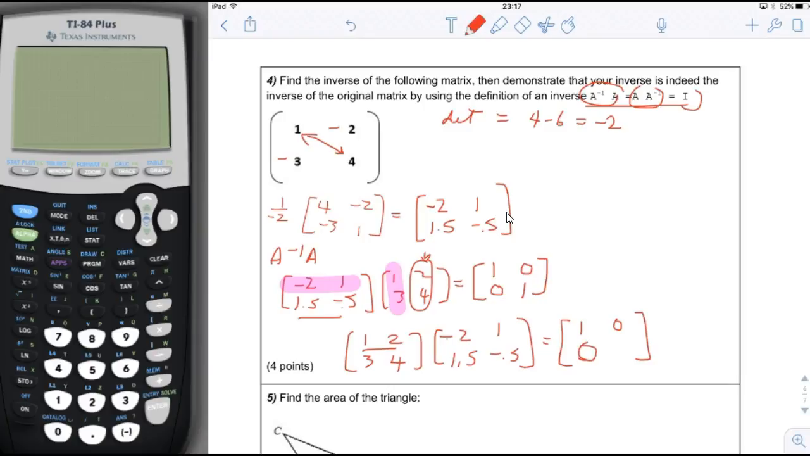And then finally, we're going to do this one here. 3 times 1 is 3. 4 times negative 0.5 is negative 2. 3 minus 2 is 1. So we did get the identity matrix multiplying in both directions. So we've proven that our new matrix here is indeed the inverse of the original matrix.